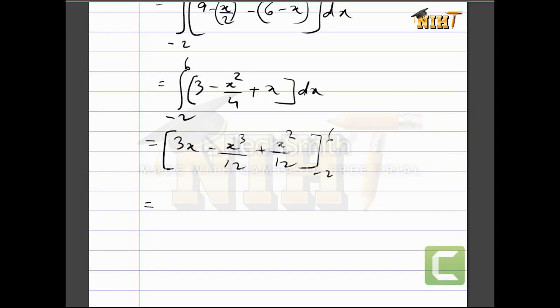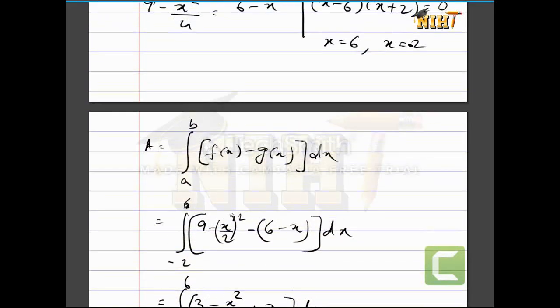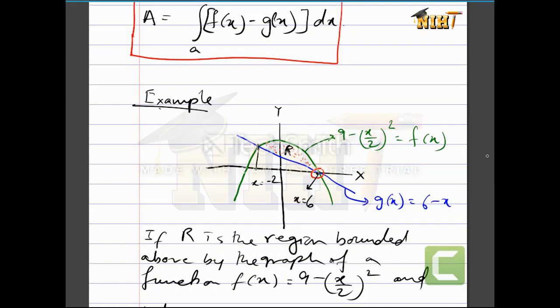And if you simplify this and apply the limits, we get the solution 64 by 3 units squared. This is how we can find the area between two curves over any given limits, and this is how we can easily calculate the areas of irregular regions using definite integrals.